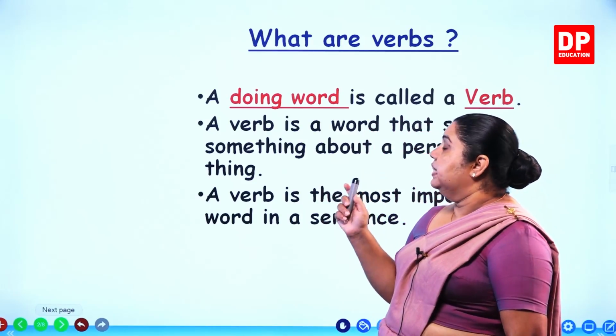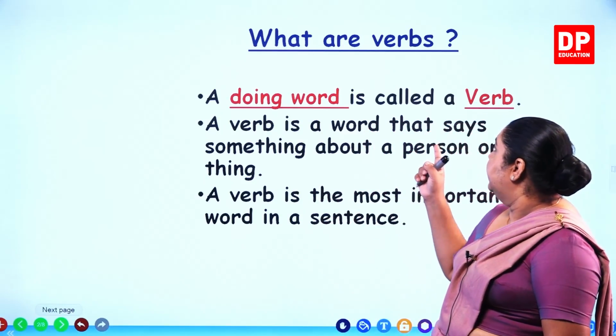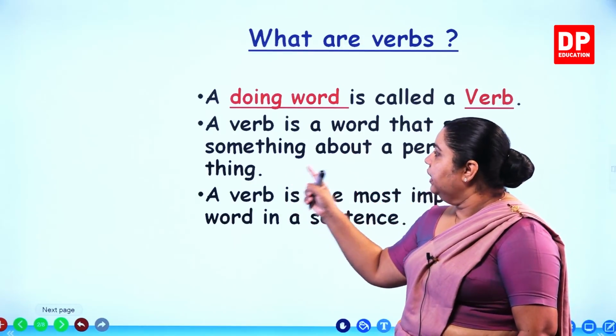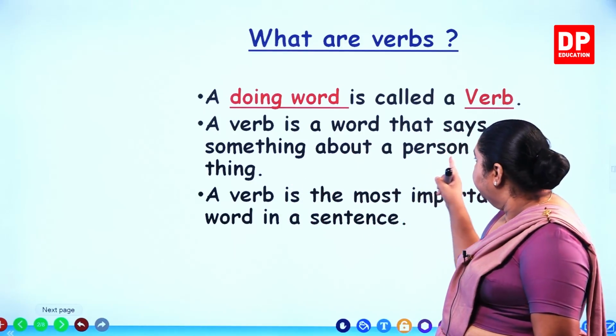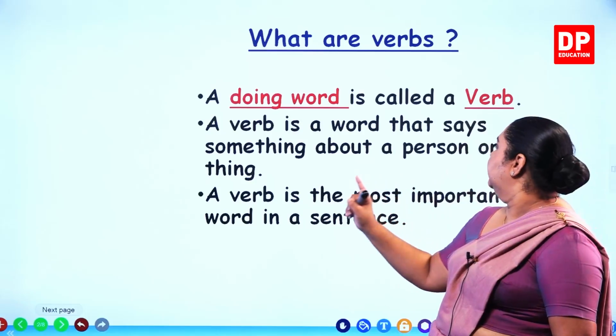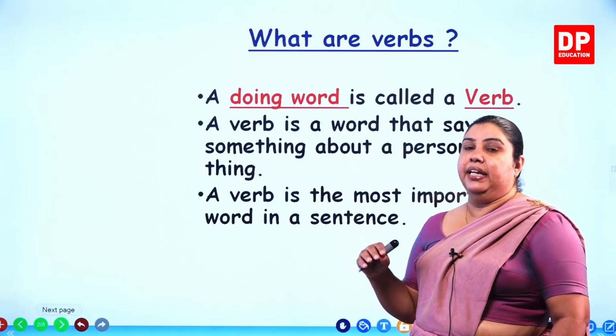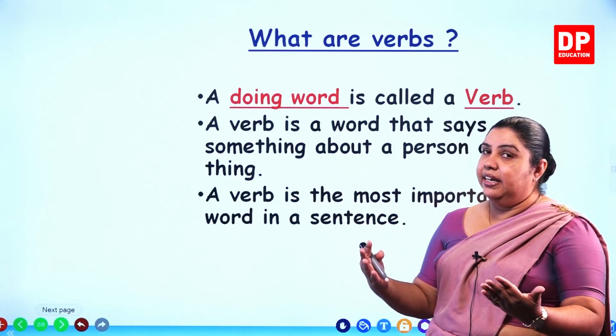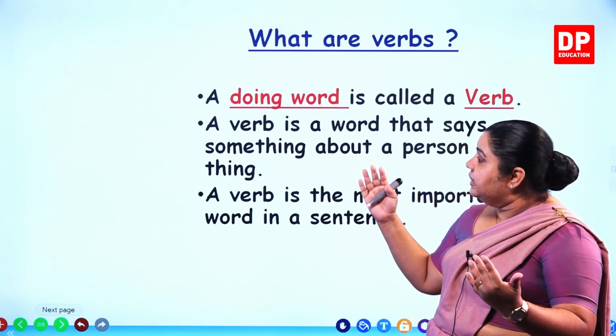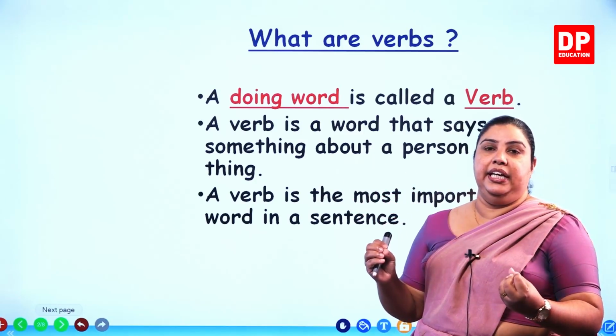A verb is a word that says something about a person or thing. It says something about a person or a thing.